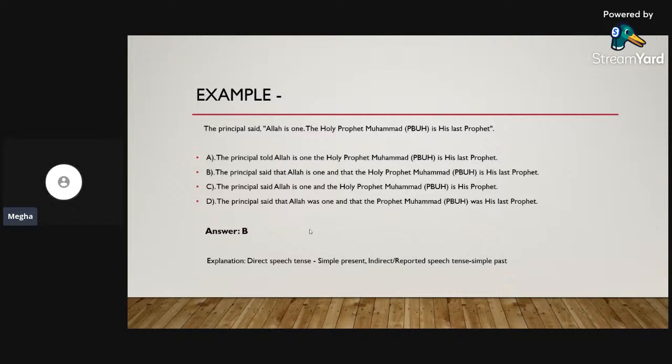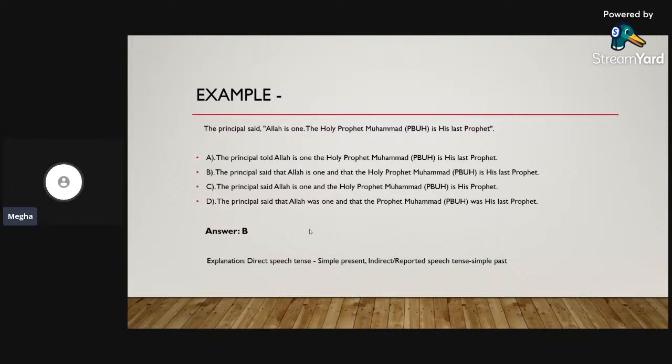When you see the options, let's see how we can rule out the other options and find that B is the correct option. Option A: the principal told Allah is one of the holy prophet Muhammad is his last prophet. See, it has been changed to told here, correct? And you can see the missing full stop. So option A is not the right answer.